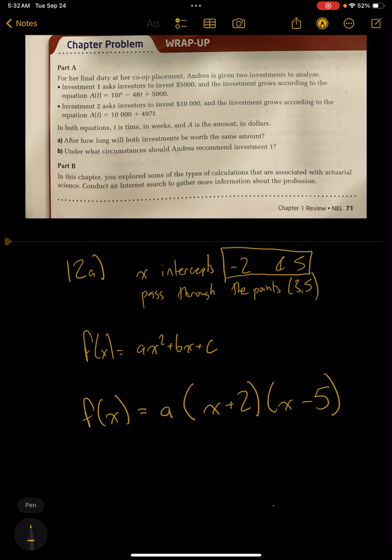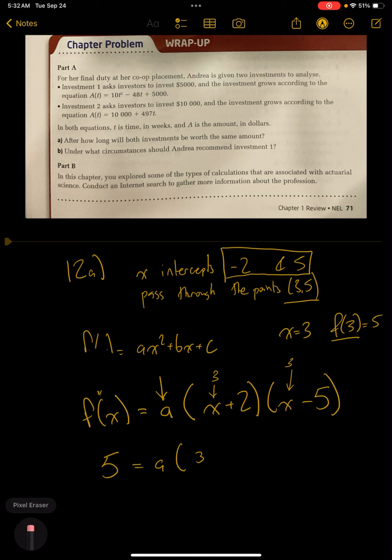Now what's missing is we need to find a. How do we find a? Well, we have a point. We have x = 3, and f(3) = 5. So how do we write it? We write f(x). Well, f(3) is 5 equals, well, x is 3, right? So we substitute 3 here. When x is 3, f(x) is 5.